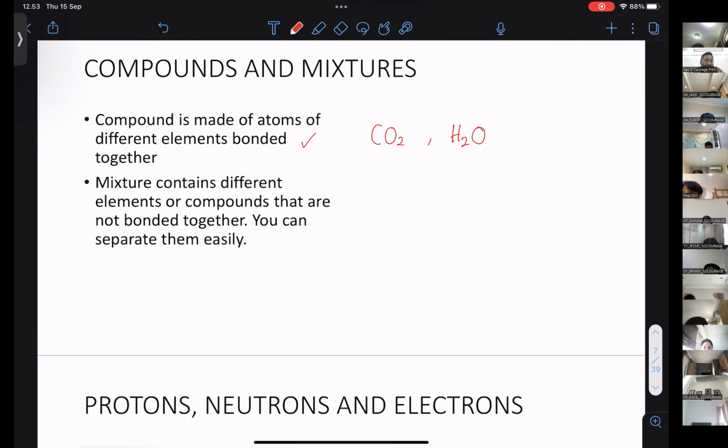But a mixture is going to be different elements and compounds that are not bonded together. For example, if you have water and then you put in sand, sand and water don't mix. They are different compounds, different elements. If you want to separate sand and water, you can use the filtration method. They can easily be separated, so they are not bonded together. That is a mixture. So that will answer the previous question.